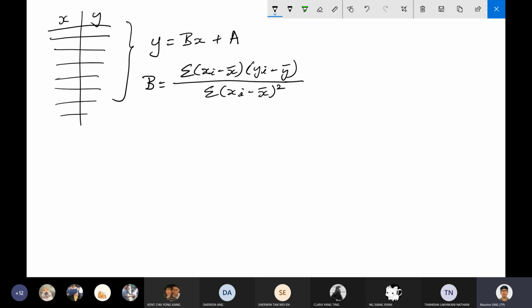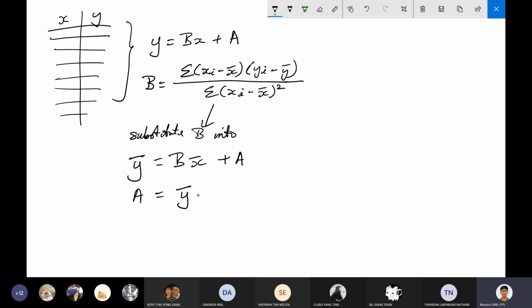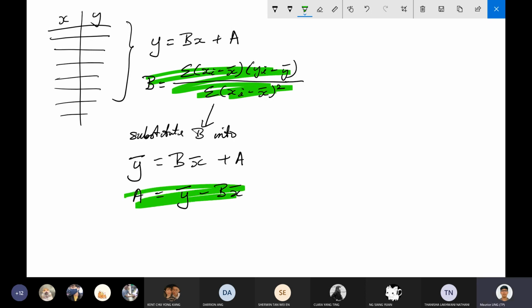Okay. So once you do that, then after you find b, you substitute b into this equation: average of y equals b times average of x plus a. So a equals average of y minus b multiplied by average of x. So this is how your calculator gets the a and b for you.